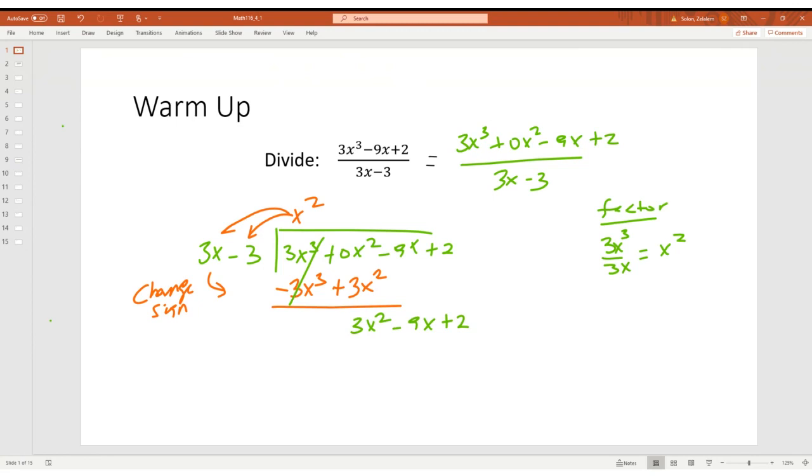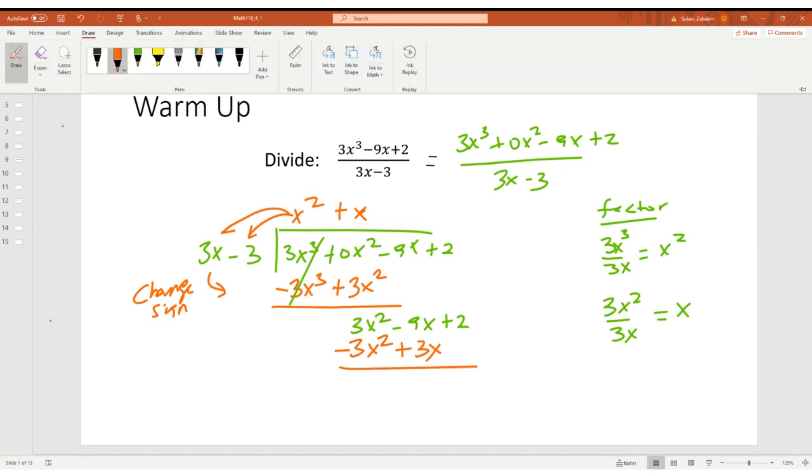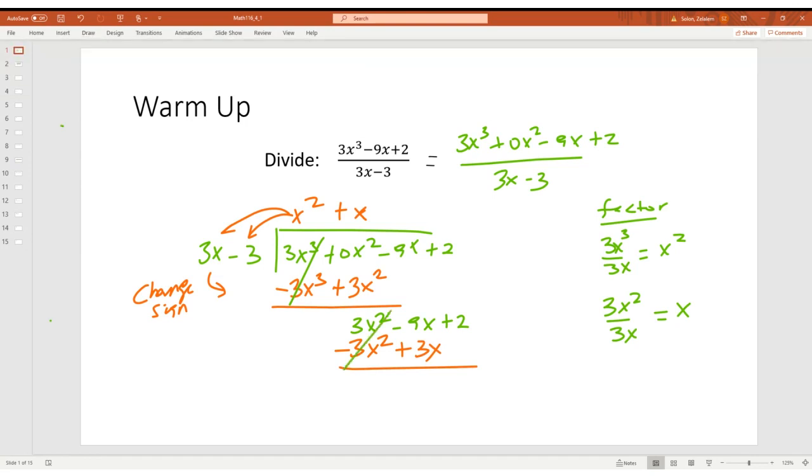So the next factor will be 3x squared divided by 3x. So 3 cancels 3. X squared divided by x is x. So the x goes up here, plus x. Back multiply: x times 3x is 3x squared. We change it into minus. X times -3 is -3x. And we change it into plus. Don't forget to switch the sign. Then you add the two polynomials. This will cancel out, leaving -6x plus 2.